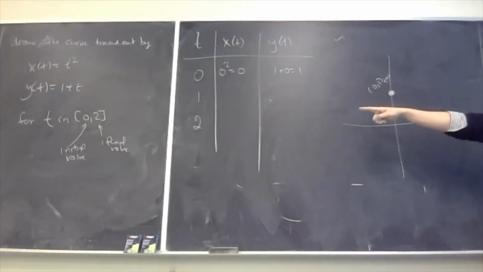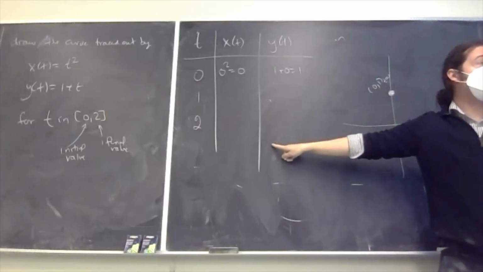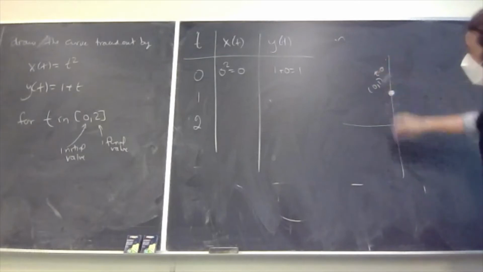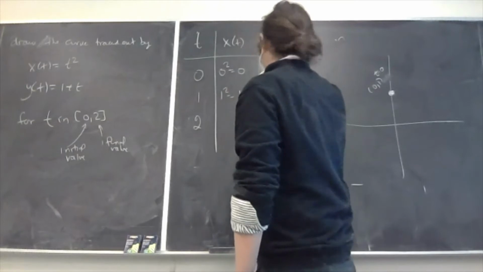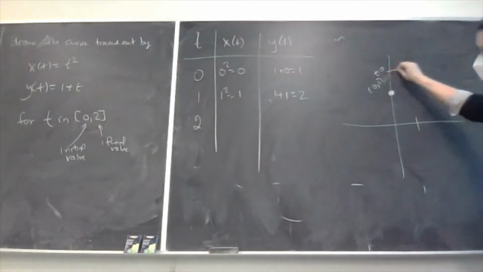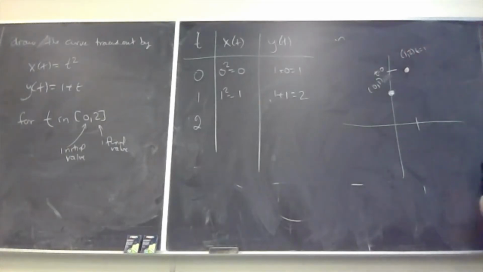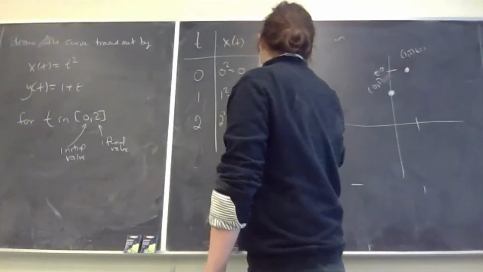If you mess up one of these points and you end up with a curve that looks pretty nice except that one point's way out here, probably you made a mistake in the table. So anytime you can keep yourself honest, you should. So this is the t equals 0 point. At t equals 1, we get 1 squared is 1, and 1 plus 1 is 2. So 1, 2 at t equals 1. Notice the t has basically disappeared now because we're just writing coordinates down. Finally, if I put in 2, 2 squared is 4, and 1 plus 2 is 3.